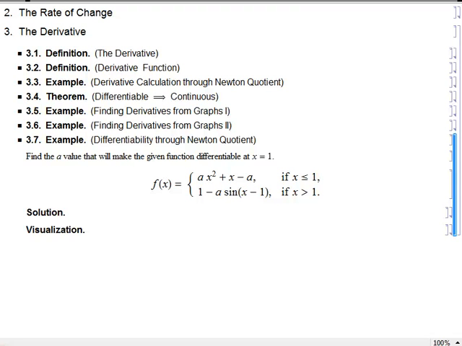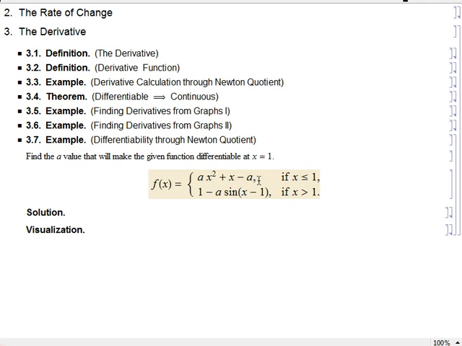Let's consider a kind of continuity condition problem. Well, let's consider a differentiability condition. We have a function defined piecewise with a parameter a, and let's find the appropriate a value that will make this function differentiable. How do we do that?